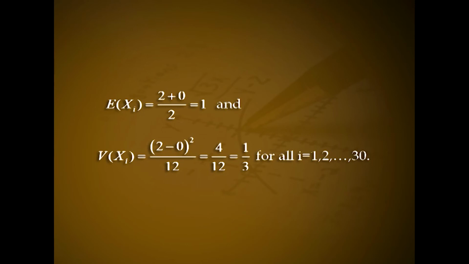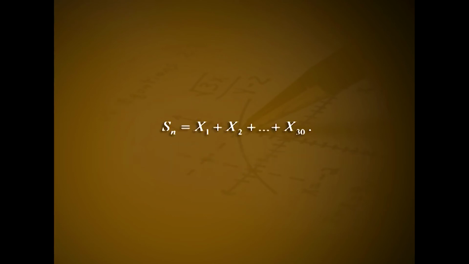Problem 8. 30 real numbers are randomly selected from the interval 0 to 2. Find the approximate probability that the sum of these numbers is greater than 25. Solution. Let x1, x2, etc. x30 be the numbers randomly drawn. Let xi denote the ith number drawn. Since it is a real number randomly drawn from 0 to 2, xi follows rectangular distribution over 0 to 2. Hence, expectation of xi equal to (2 plus 0) by 2, that is 1, and variance of xi equal to (2 minus 0) square by 12, that is 4 divided by 12, that is equal to 1 by 3, for all i equal to 1, 2, etc.